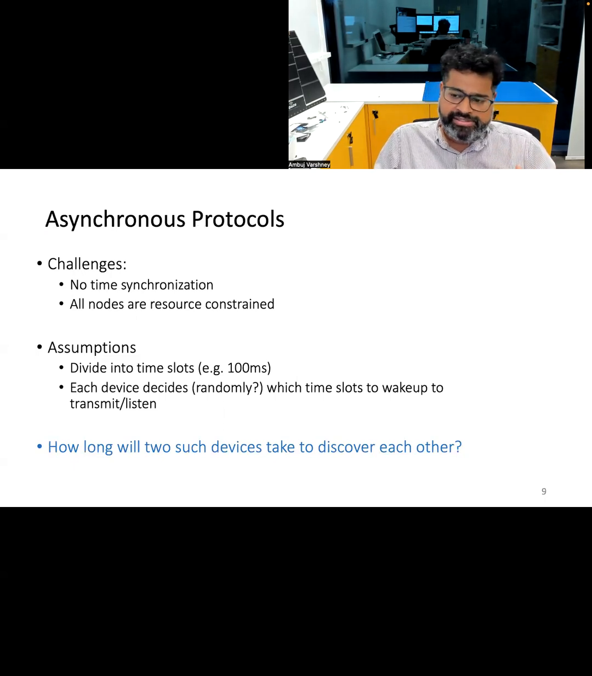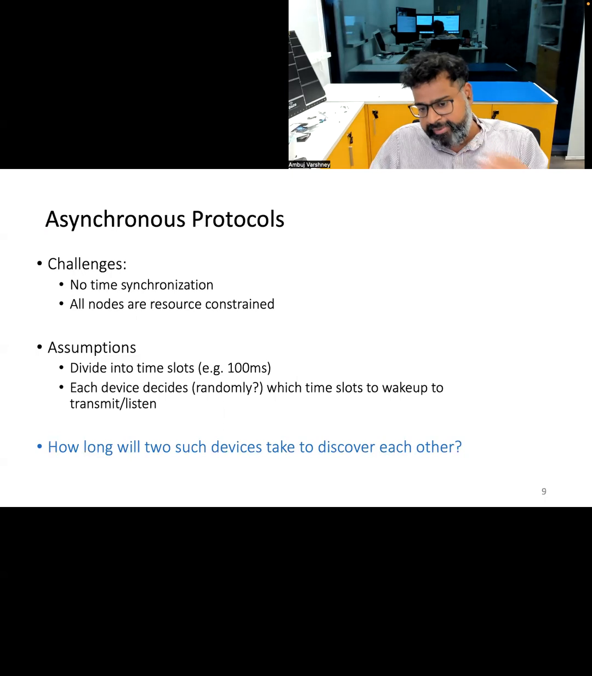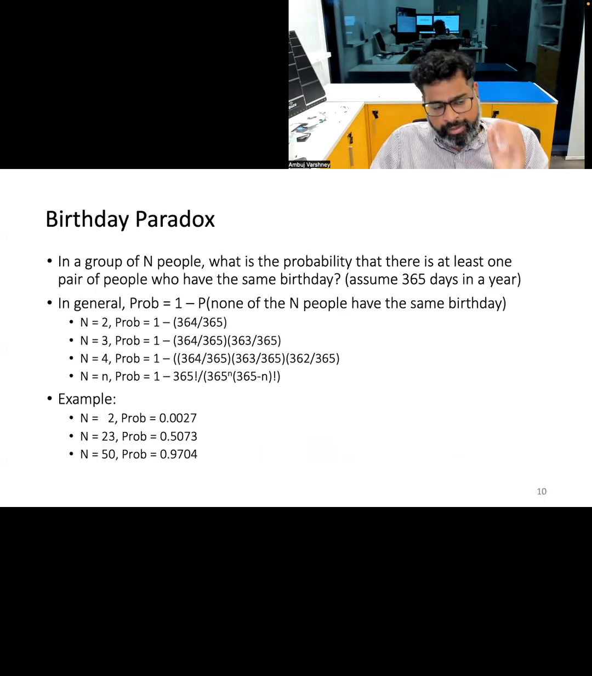Under these conditions, the question becomes: how long would it take for the nodes to discover each other when they are not synchronized to each other? And the answer is a bit more complicated. To look at this, let's look at something called the birthday paradox. So what is the birthday paradox? If we have a group of n people, what is the probability that there is at least one pair of people who have the same birthday? What we find is that as the number of people in the group increases, the probability that there is a pair of people with the same birthday also increases.